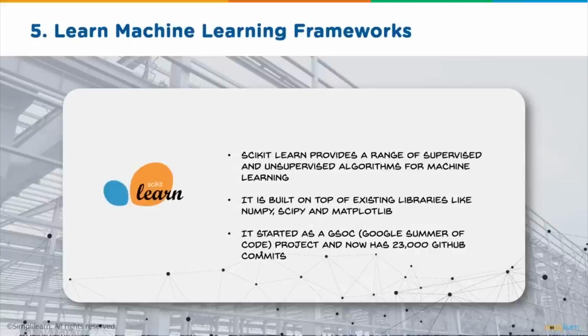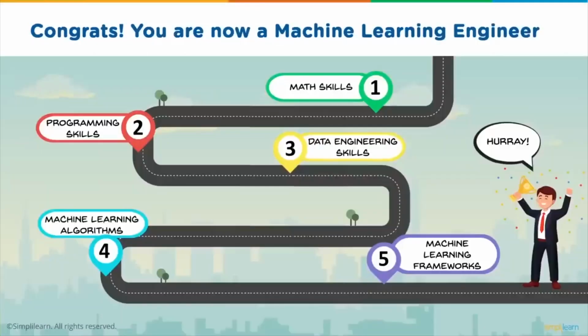Now let's look at Scikit-learn. Scikit-learn is able to provide a huge range of supervised as well as unsupervised algorithms for machine learning. It is built on existing libraries like NumPy, SciPy, and Matplotlib. Scikit-learn actually started off as a Google Summer of Code project and now has 23,000 GitHub commits. And that's it. Congratulations, you're now a machine learning engineer.